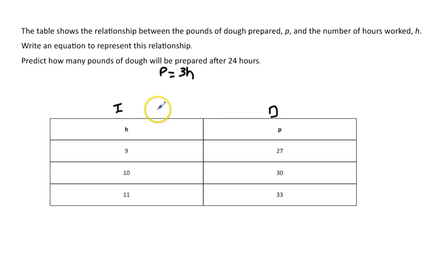So now to make a prediction of how many pounds of dough can be prepared after 24 hours, I just go ahead and substitute it in. So I have P equals 3 times 24. And when I do the math, I find out that P, or the number of pounds prepared, would be 72 pounds after 24 hours.